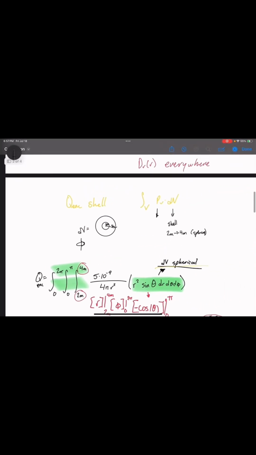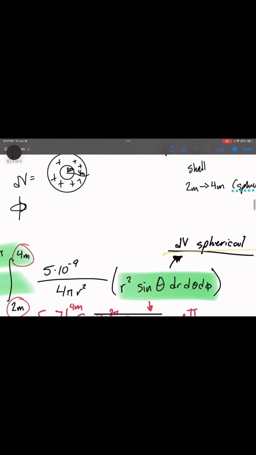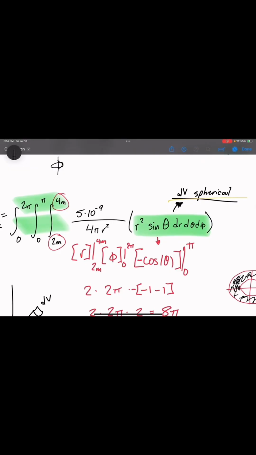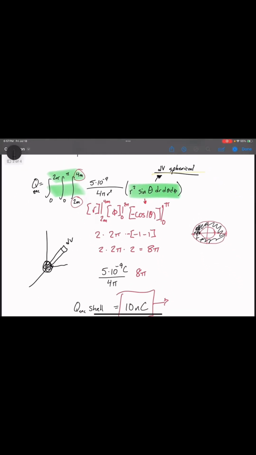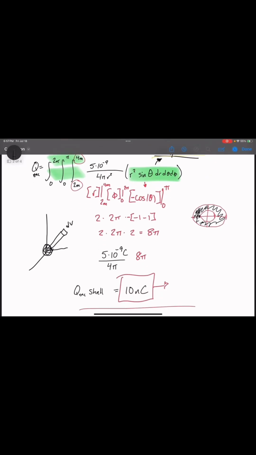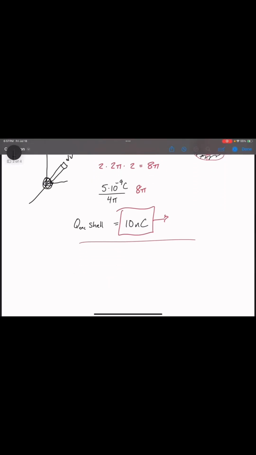So how can I sum up the amount of charge that is sitting around inside of my conductive shell? Well, take the integral of the volume charge density times dv volume, in spherical coordinates, integrate correctly, 2 to 4 meters, 0 to pi on the z-axis, and then 0 to 2 pi on the xy axis. So that coincides with theta and phi, and we find 10 nanocoulombs, which would be helpful later.